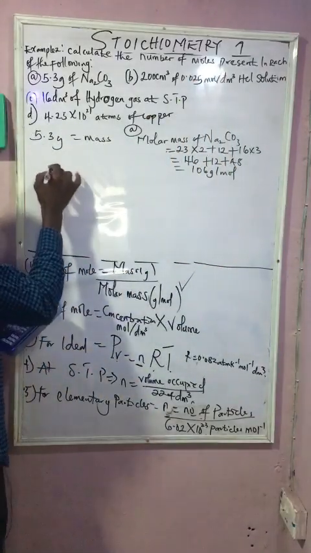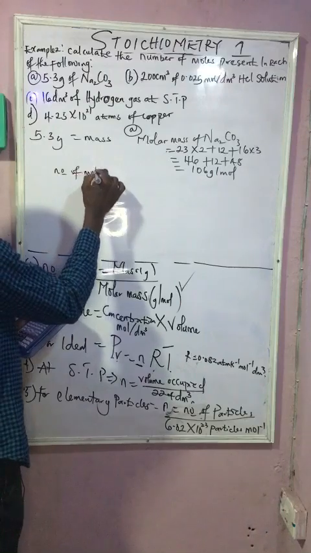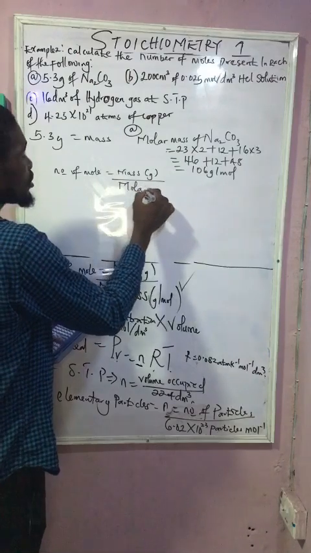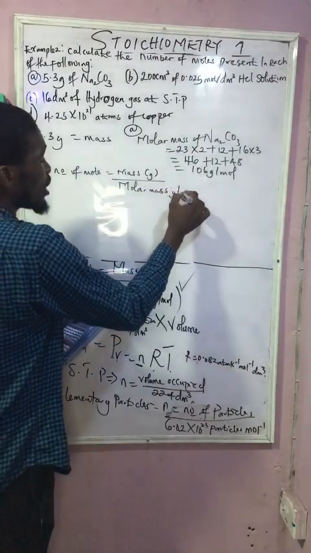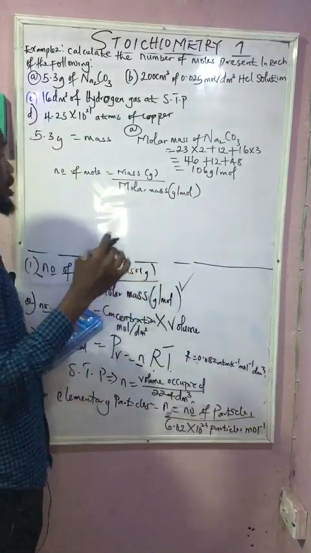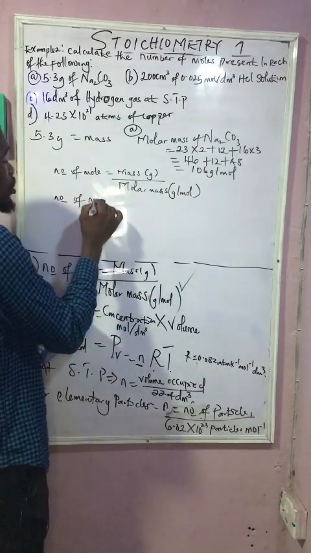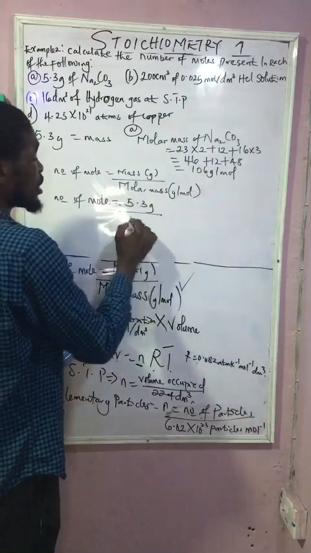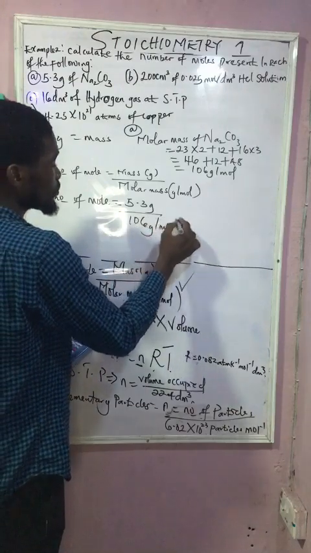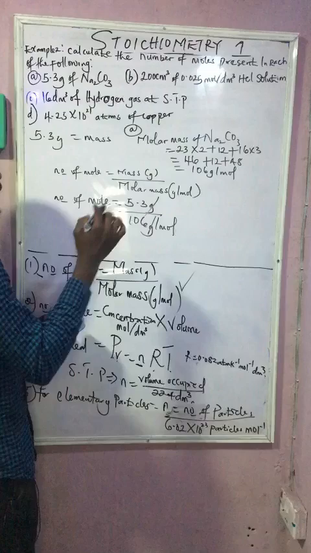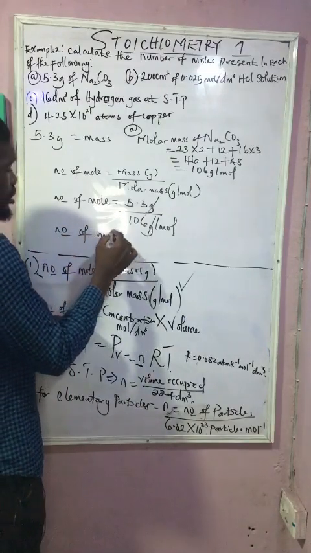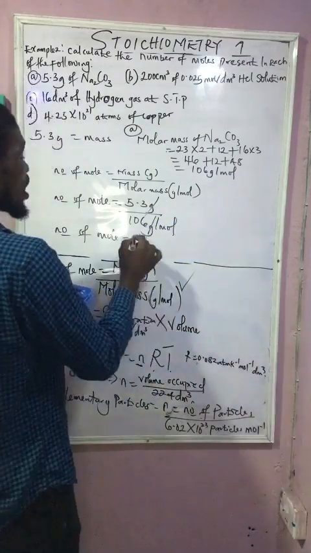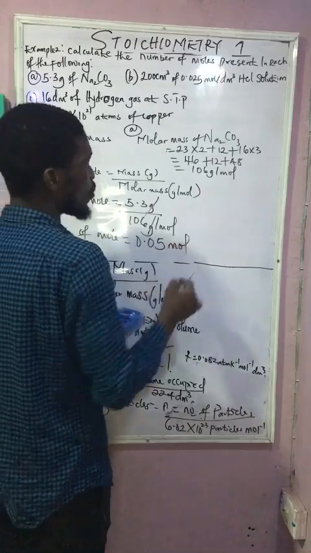Is that clear now? Number of mole equals mass in gram over molar mass in gram per mole. Please always take note of the unit. What's our mass given? 5.3 gram divided by 106 gram per mole. The gram will cancel the gram. So we can say 5.3 divided by 106, and we have 0.05 mole.